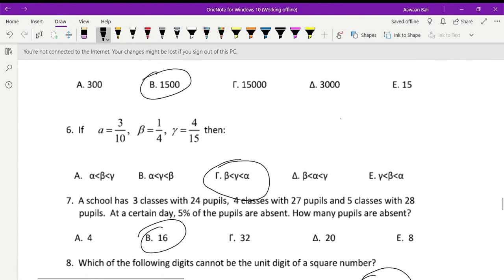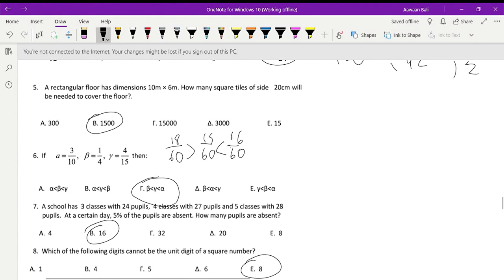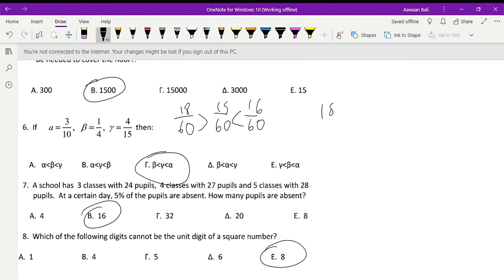Now, if alpha is 3 upon 10, beta is 1 upon 4, and gamma is 4 upon 15, then what's what? Okay, so basically we have to find the common denominator. So you have 18 upon 60, 15 upon 60, and 16 upon 60. Now 16 is bigger than 15 upon 60, and then we can just compare them. The biggest is 18 upon 60, which is beta.